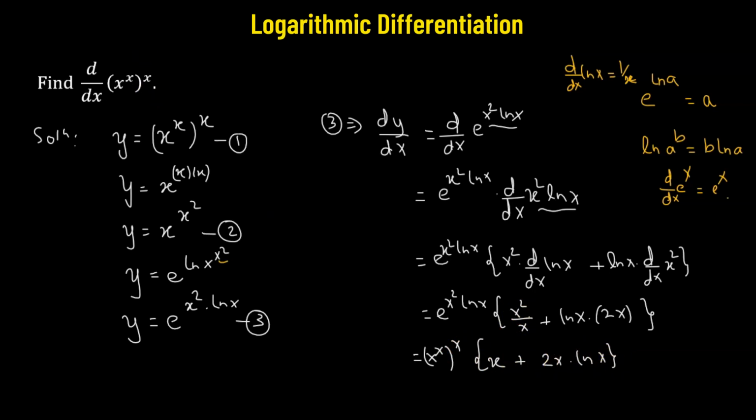So finally, we can say that the derivative of our function, x raised to the power of x whole raised to the power of x, will be equal to x raised to the power of x whole raised to the power of x. Here we can take x as the common factor from both the two terms within the parentheses. So we have x multiplied by 1 plus 2 times log of x. So this is the value of the required derivative.